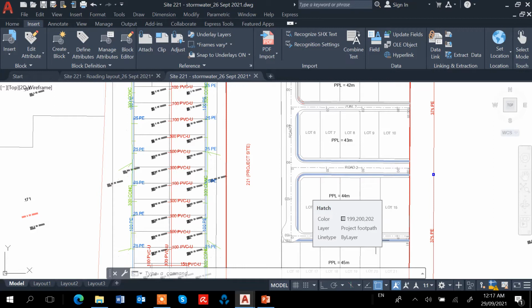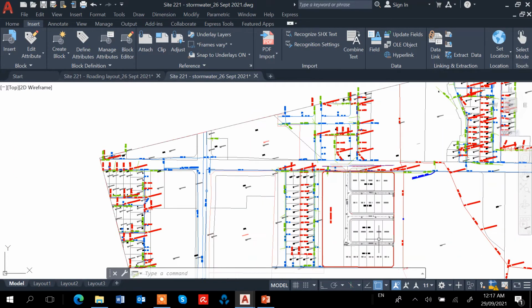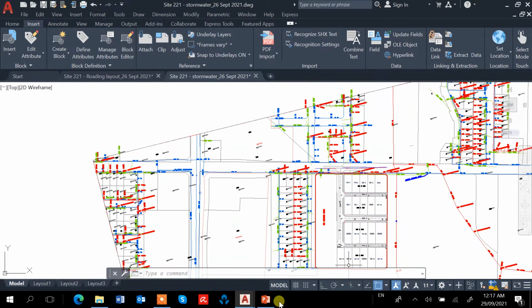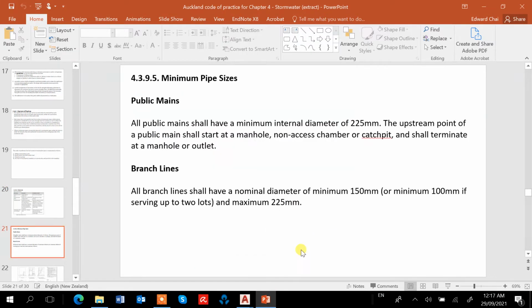There's a little bit of difference. Okay, the speeds are quite similar as well. So the velocity of the water, I think, needs to be between 1 and 4 meters per second. I think it's written somewhere. The branch line needs to be at least 150, a minimum branch line. Okay, I think there's this one, 225.